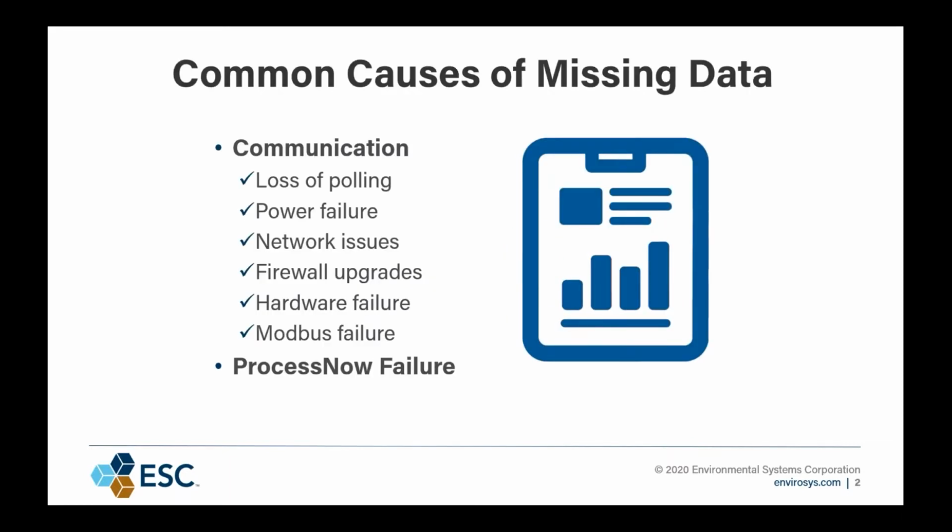Some of the most common causes of missing data are communication loss, or what we call loss of polling. Common causes of this are power failure, sometimes lightning strikes, network issues, IT upping the security to the latest and greatest, or hardware failures. We'll also be running through a little bit of process null failures. Those are major suspects for why your downstream parameters are sometimes missing.